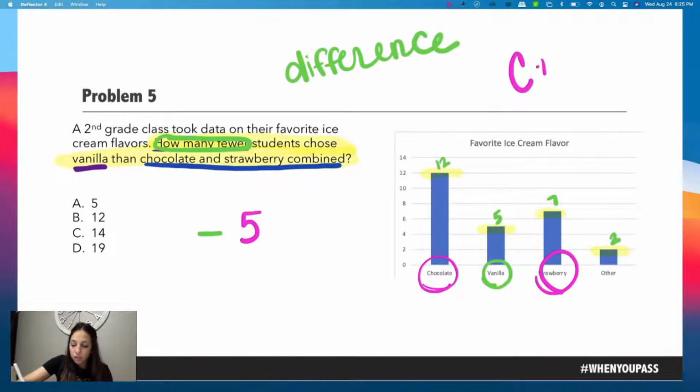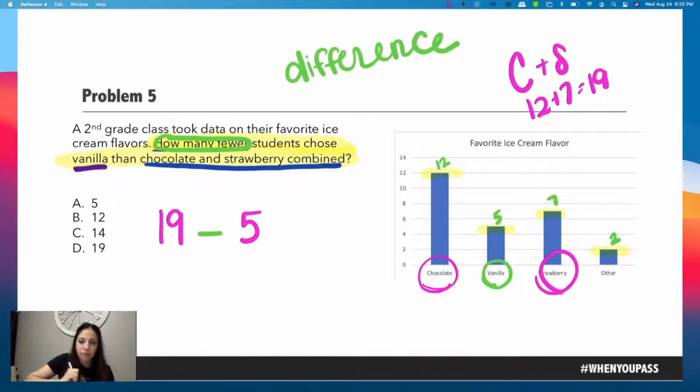Well, chocolate plus strawberry is 12 plus 7, which equals 19. So I'm going to subtract 19 minus 5. Why am I not going to do 5 minus 19? Because that would give me a negative value, and that's not what it asked us for. 19 minus 5 equals 14. So to answer this question, there are 14 fewer people that chose vanilla than chocolate and strawberry combined.